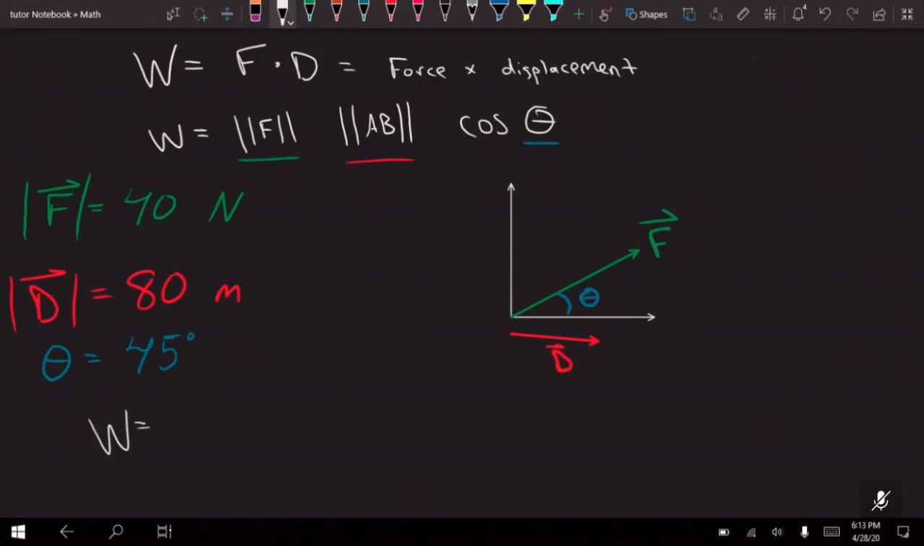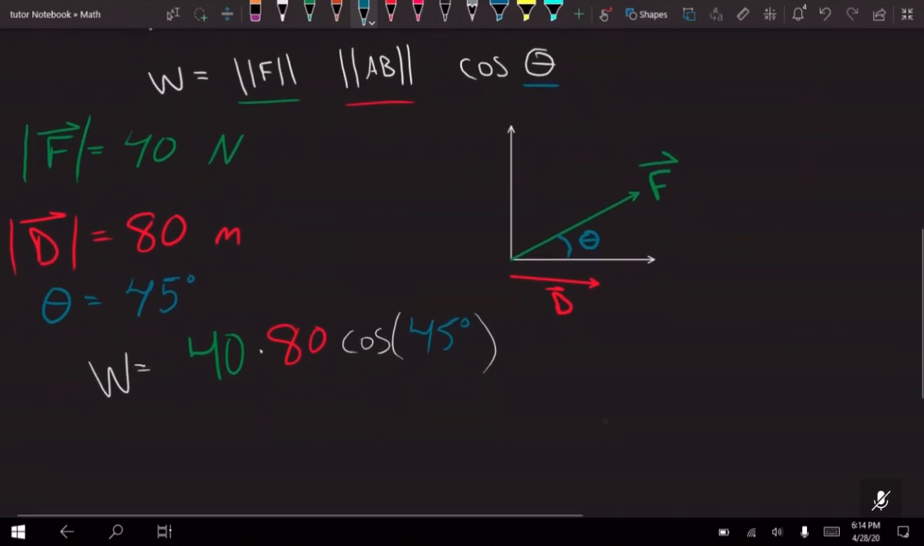Now we're going to apply the work formula to the variables that we have. And again, work is equal to the magnitude of the force, which in this case is 40 newtons, times the displacement of the force, which is 80 meters, and we're going to multiply that by the cosine of theta, which in this case is 45 degrees. So here we have work equals 40 times 80 times the cosine of 45 degrees.